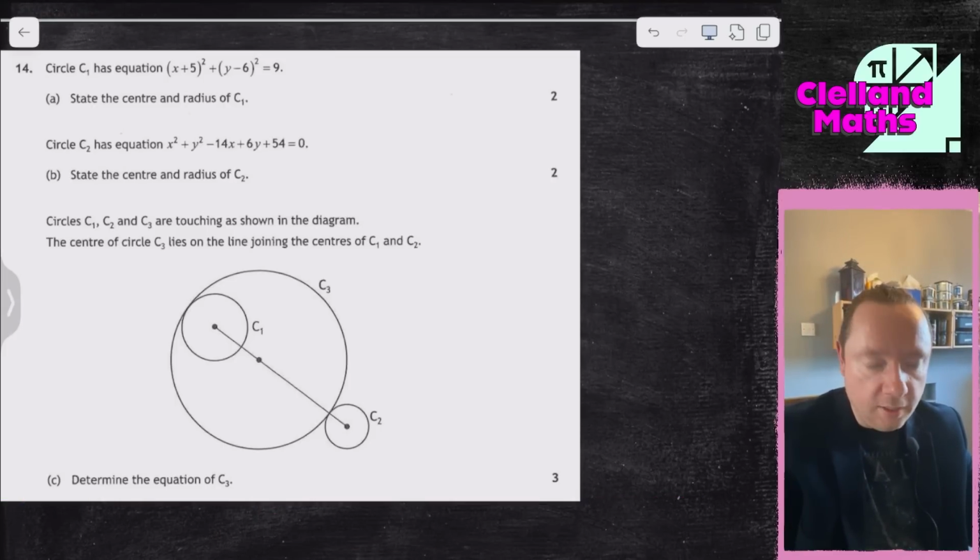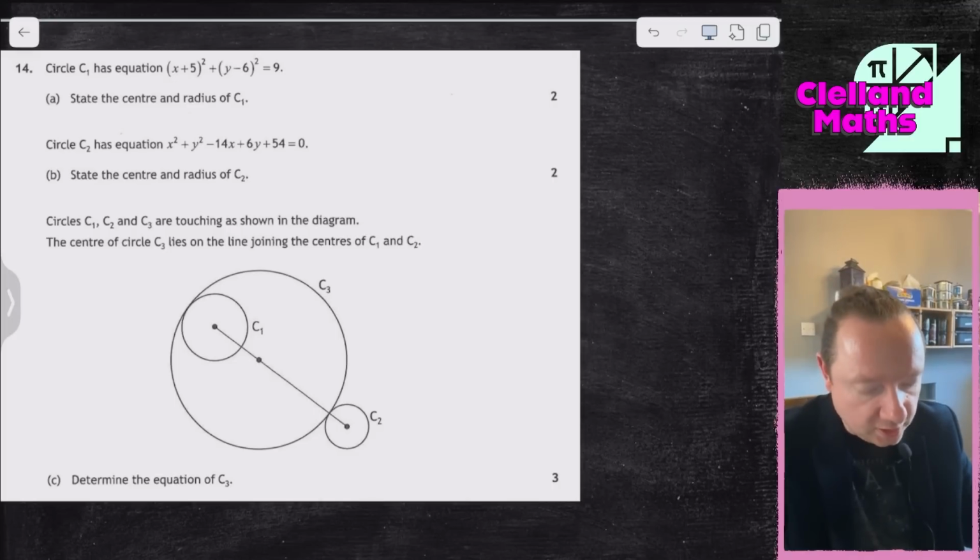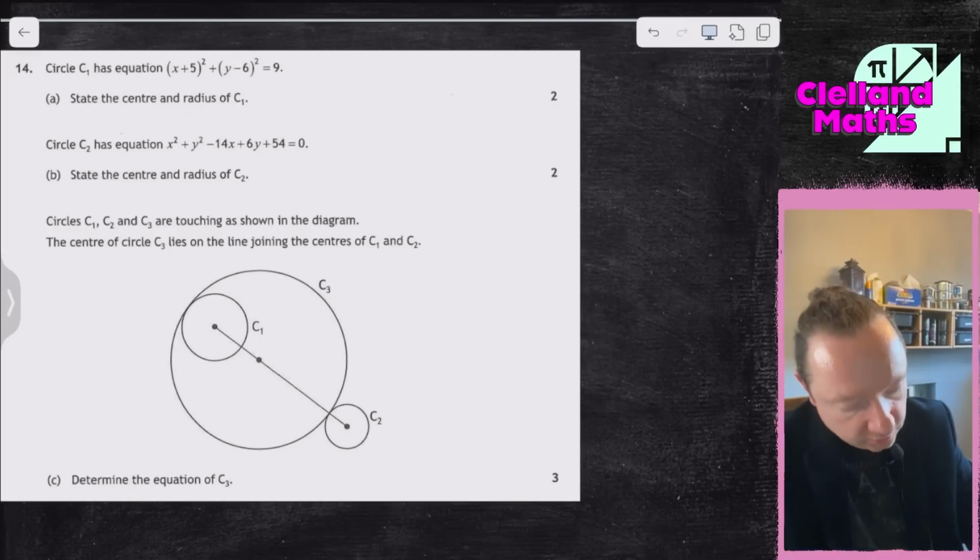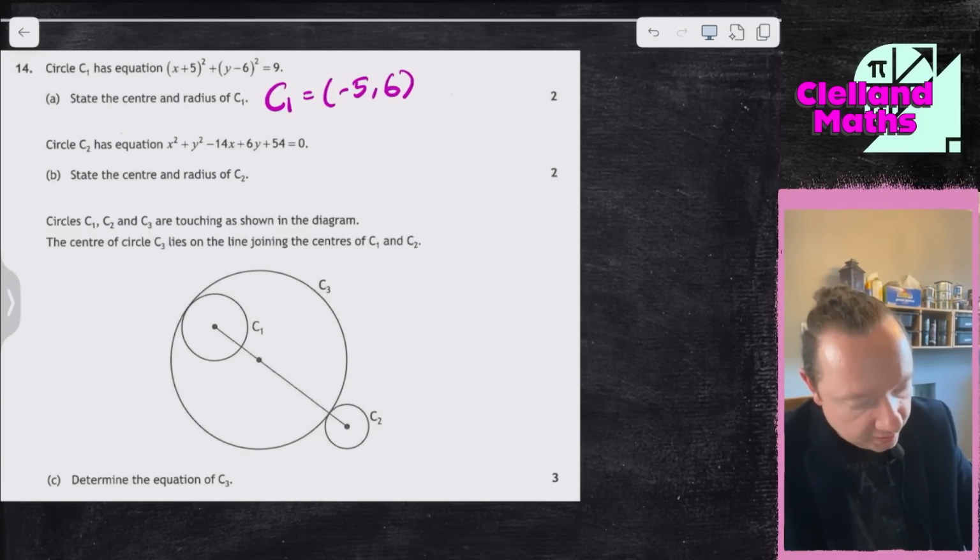This was a doozy, this one. I think a lot of people found this hard, so let's get into it. Circle C1 has equation x plus 5 squared plus y minus 6 squared equals 9. Find the centre and the radius. Okay, so the centre is easy enough of C1. That's just x plus 5, so minus 5, y minus 6, so plus 6. And then the radius is the square root of 9, which is 3.